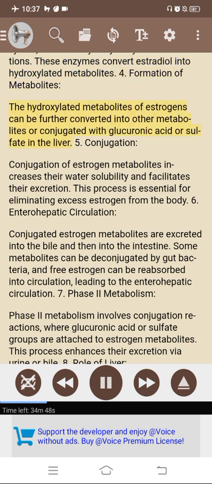4. Formation of metabolites. The hydroxylated metabolites of estrogens can be further converted into other metabolites or conjugated with glucuronic acid or sulfate in the liver. 5. Conjugation. Conjugation of estrogen metabolites increases their water solubility and facilitates their excretion. This process is essential for eliminating excess estrogen from the body.